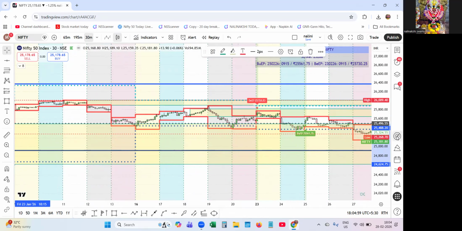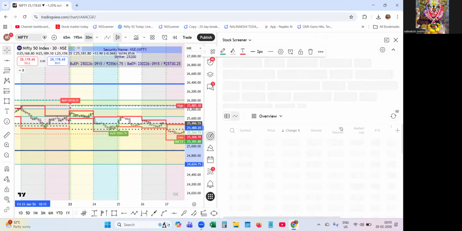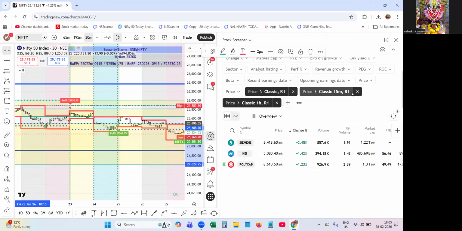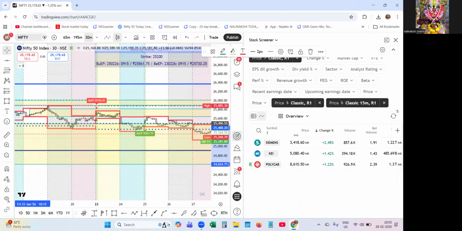Before ending that, I have shown you making the screener. This is a simple screener I've made, I've already explained. I've put only conditions above: when the price moves above the R1 daily, when the price moves above the R1 15 minutes, and when the price moves above the classic pivot R1, then we get some filters. See the beauty of that.